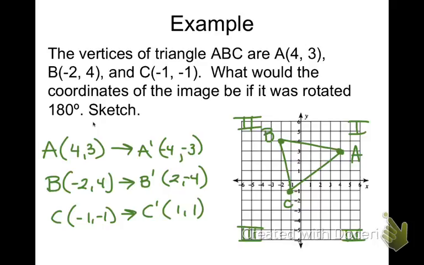So let's see what that looks like. So negative 4, negative 3, A prime, 2, negative 4, B prime, 1, 1, C prime. So there it is. Rotated 180 degrees. Questions?